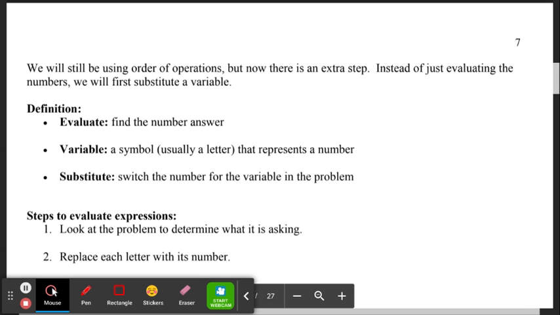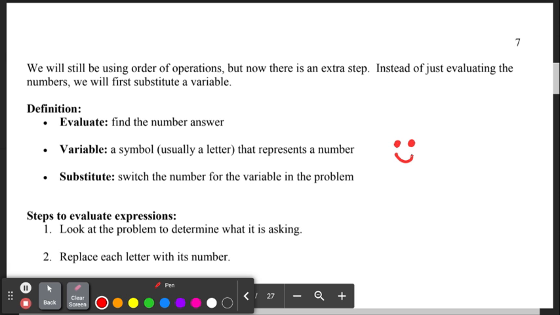A variable is a symbol. It can be any symbol in the world, but it's usually a letter. The reason why they're letters is because it's easier to write a letter. So this right here, my smiley face, that could be a variable. It's a symbol, but it takes a lot longer to draw a smiley face than to write an X. So that's why a lot of times in algebra an X is used or a Y is used because it's super fast to write.